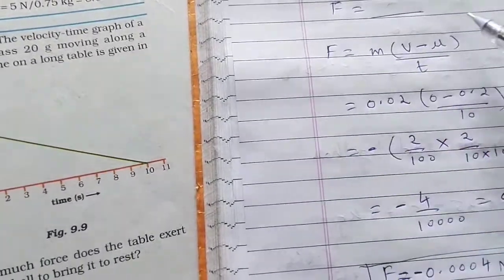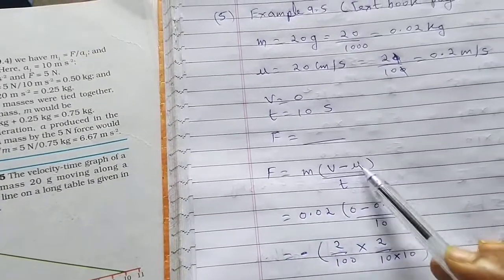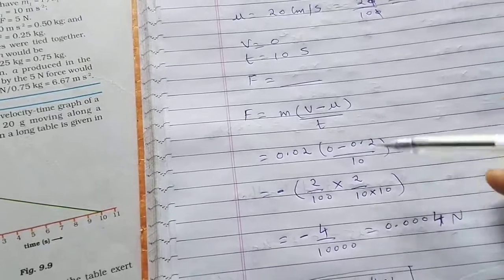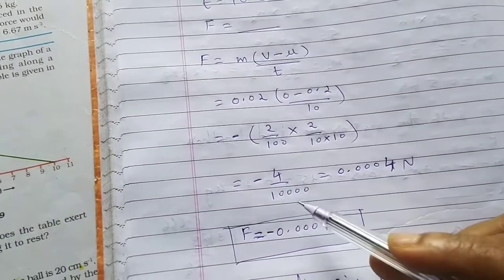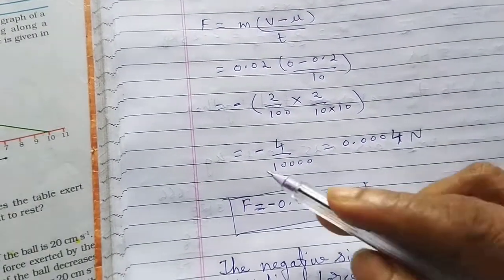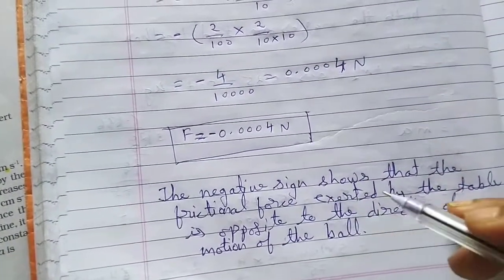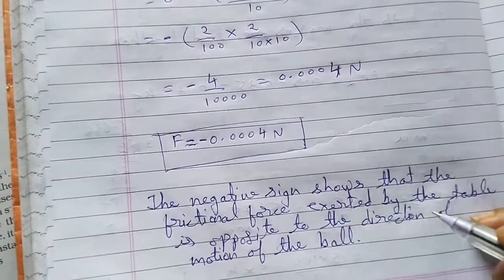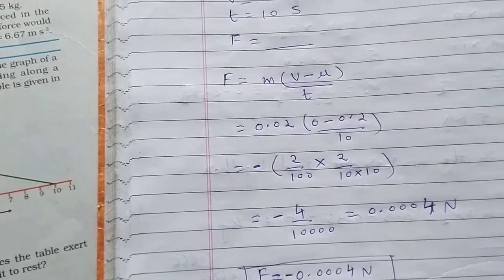So in this case, F you have to calculate, F is equal to m into a, means m into (v minus u) upon t. Then place the values. After placing all the values, we got minus 0.004 Newton. It is minus, that means it is frictional force. So the negative sign shows that the frictional force exerted by the table is opposite to the direction of the motion of the ball. The calculation I have shown here. That's all in today's video.